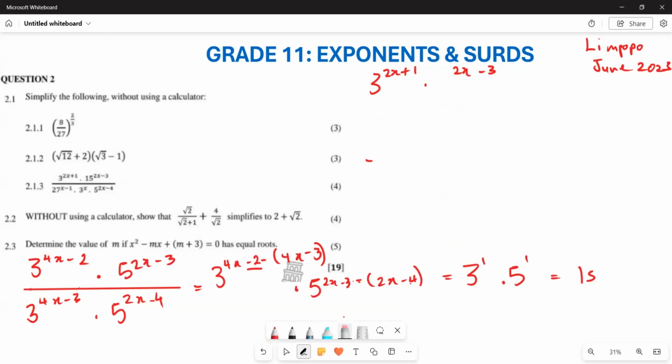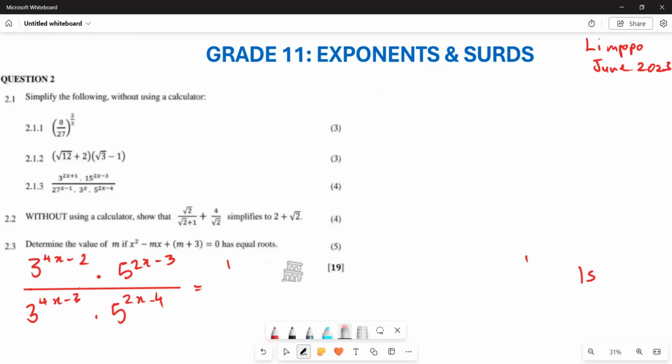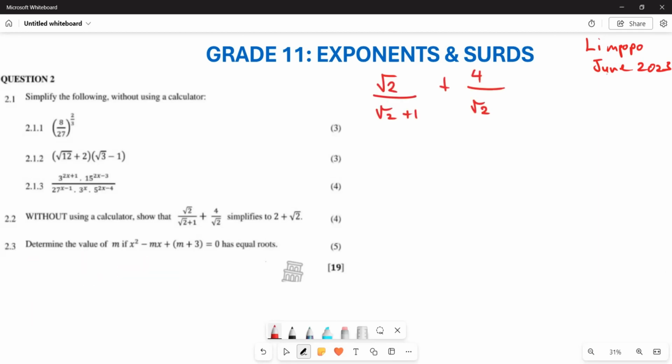Now, let's make up our space here so that we can do our 2.2, right? Now, in 2.2, what is it that you have? Now, they say without using a calculator, show that this can be simplified to 2 plus root 2. Now, let's start here. So how can we solve this question?